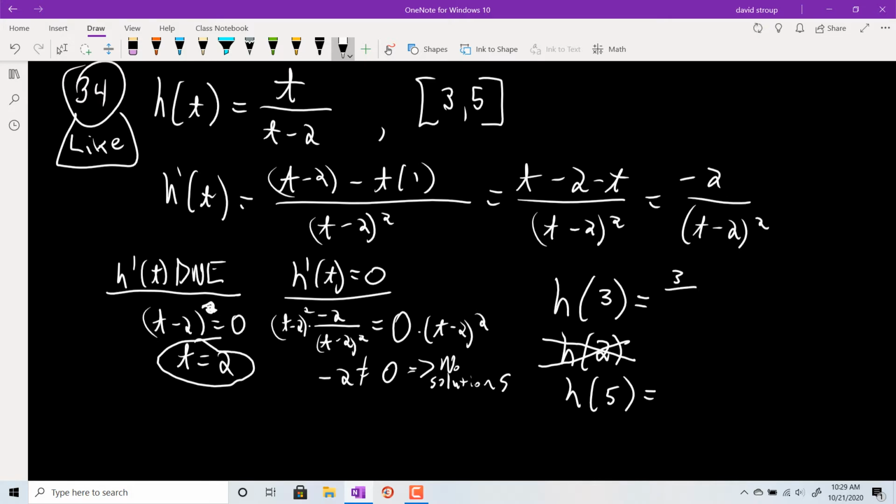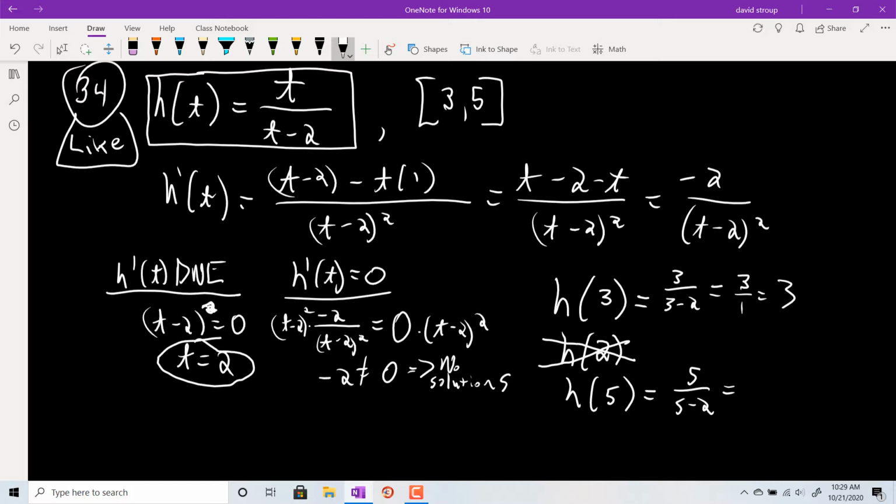So we'll have 3 all over 3 minus 2. Again, I'm working with the original function. You're looking for where is the largest y value and where is the smallest y value. So we have 3 over 3 minus 2, which is 3 over 1, which is 3. And then h of 5 is 5 all over 5 minus 2, which is 5 over 3. So the min value will be at 5, 5/3, and then the max is going to be at 3, 3.